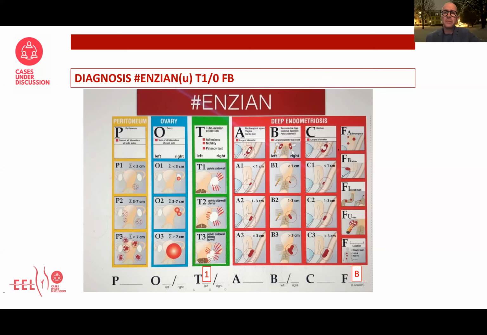Arlene, now please present the #Enzian classification in this case. So our #Enzian diagnosis after performing the ultrasound was T1/0FB. So adhesions between the left tube and ovary and the left side wall, and endometriosis nodules in the bladder. So this would be our pre-surgical #Enzian diagnosis.